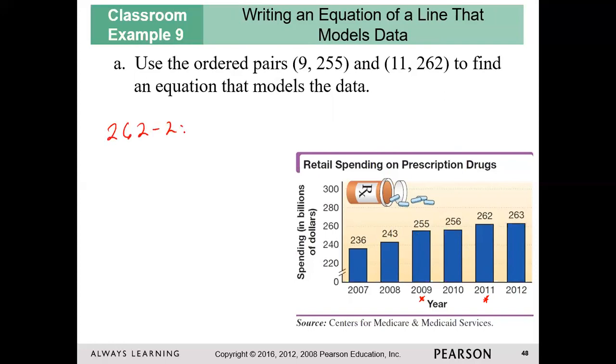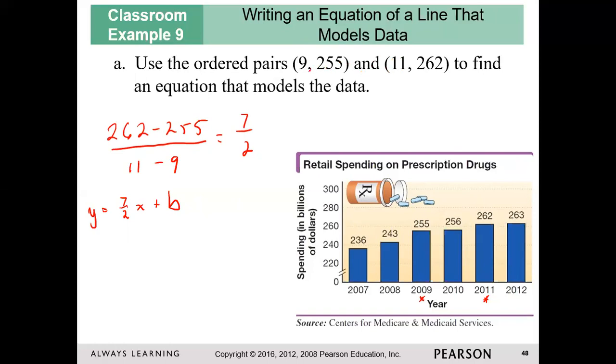Okay, so we do 262 minus 255 over 11 minus 9, and that will give us 7 over 2. And there is our slope. So y equals 7/2 x plus b. And what we should do now is figure out what we can do with one of these points.